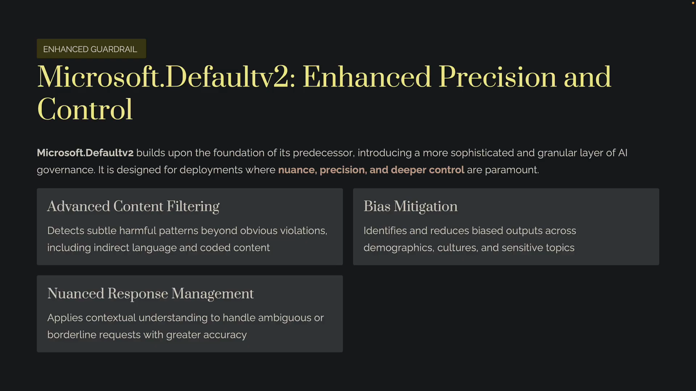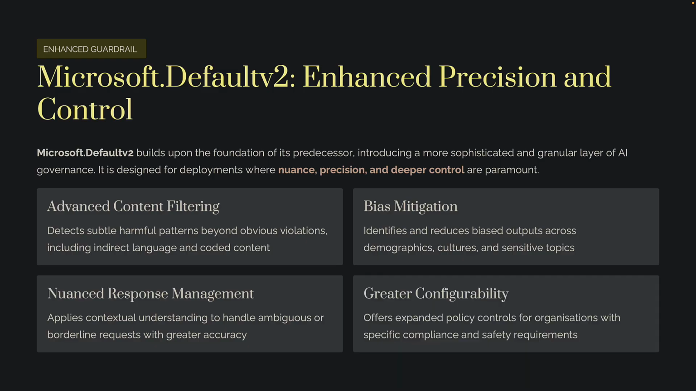Then we talk about nuanced response management, which is severity and context. It handles ambiguous or borderline requests, right? It uses severity levels like low, medium, high thresholds, allowing partial filtering instead of full blocking, and context-based decisions. Very important, right? Then it is much more configurable, so you get fine-grained control. You can configure risk categories like hate, violence, severity thresholds, intervention points, and you can control what gets sent to the tools, what comes back, and what reaches the user, right?